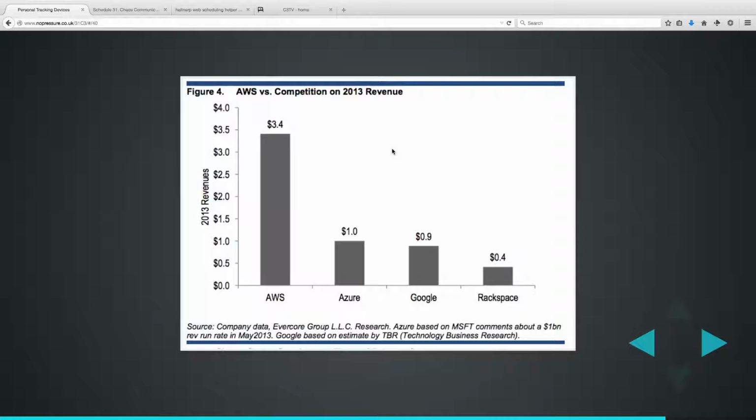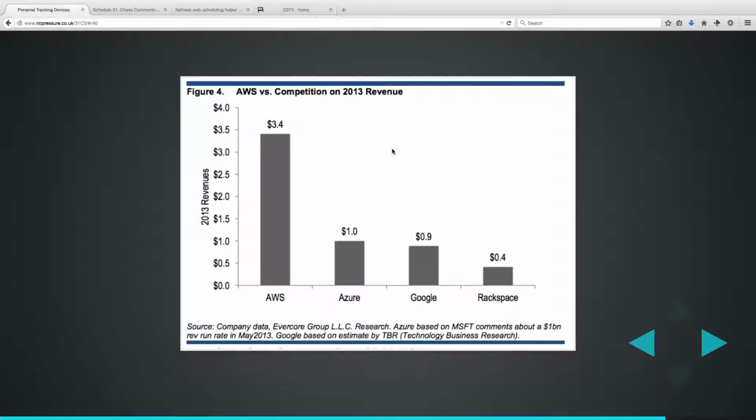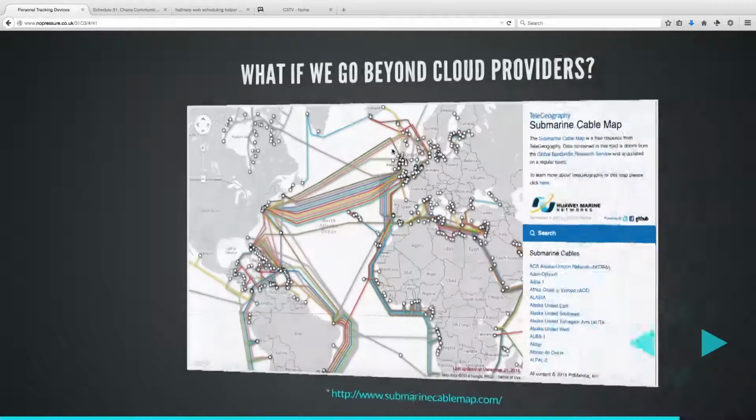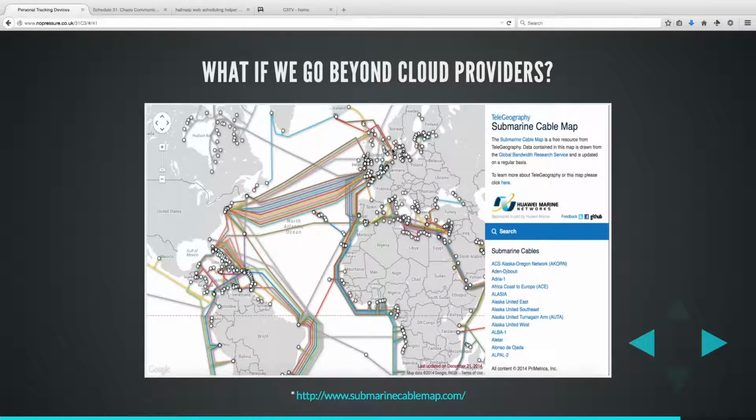And this is basically the revenue for 2013. And still, there is a very small number of players. They actually have cloud infrastructure, not just selling services. And if we go beyond cloud providers, this is a website that shows a cable map for submarine cables. All these cables are not public. They are owned by companies. And the way the data that travels on these cables is treated, we actually have no control over, because we don't know.